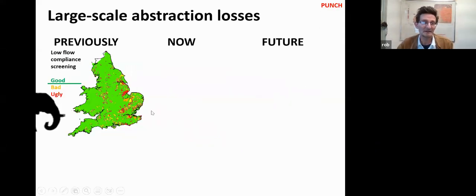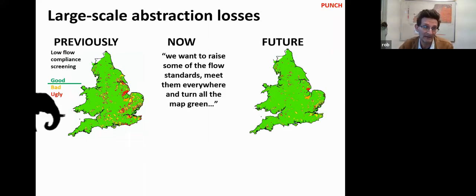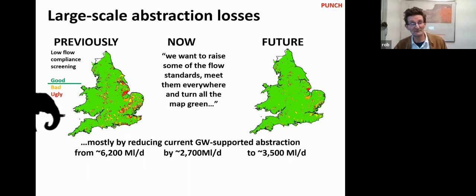So I can understand how, having drawn maps like this that I think do reasonably show where the abstraction pressures are greatest, people are now saying, well, you know, we want to turn that map green everywhere. In some places, we want to tighten the flow standards, and the consequences through some of the tools that I'll show you in a minute. We've worked out roughly how much reduction in abstraction would be needed, particularly from groundwater abstraction, to get there. It's a lot of water that we'd be losing, water that's already resilient to drought and climate change relatively.